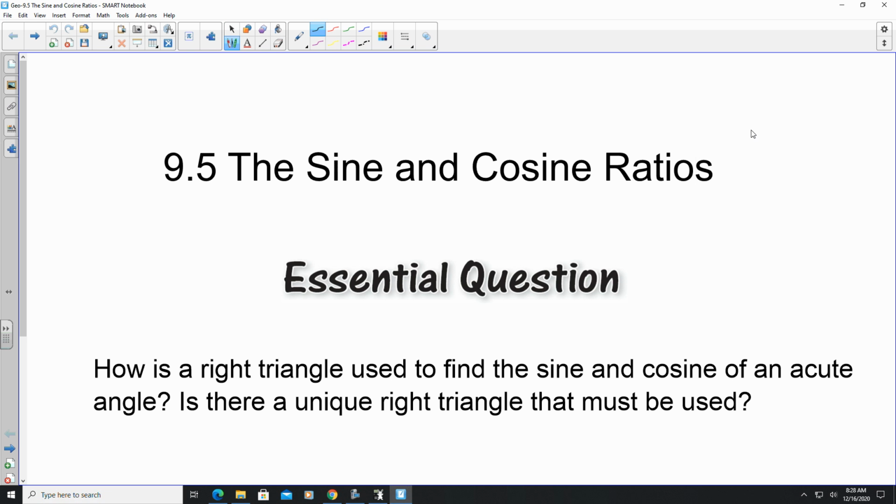Welcome to the video. In this lesson, we're looking at section 9.5. We're going to be looking at the sine and cosine ratios. In the previous lesson, we looked at tangent ratios with respect to whatever angle they gave us that wasn't the 90-degree angle.